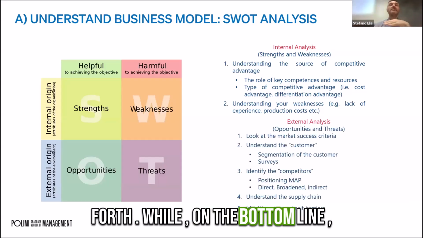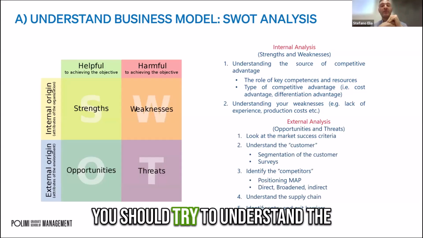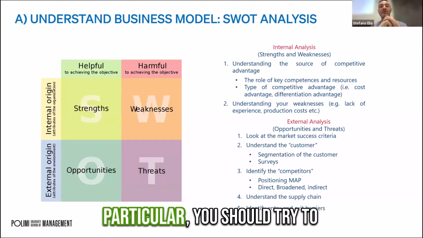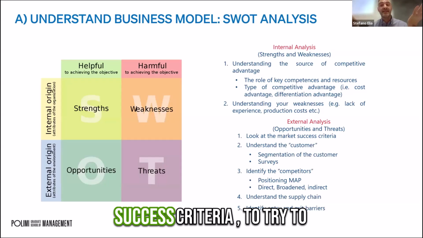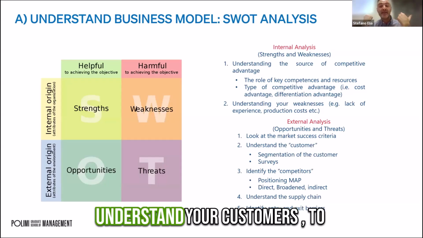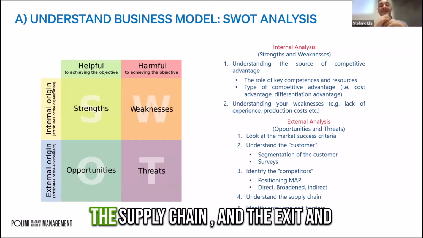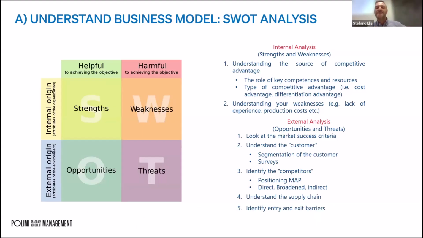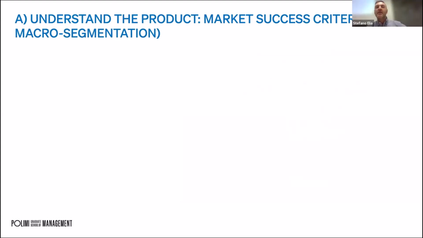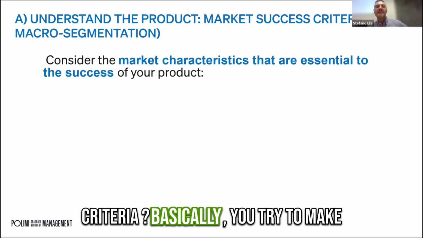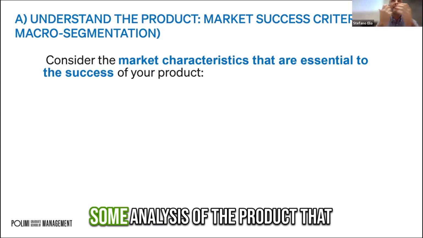While on the bottom line, you should try to understand the opportunities and threats. In particular, you should try to understand what are the market success criteria, to understand your customers, to identify who your competitors are, the supply chain, and the exit and entry barriers. How do you identify the market success criteria? Basically, you try to make some analysis of the product that you are selling.